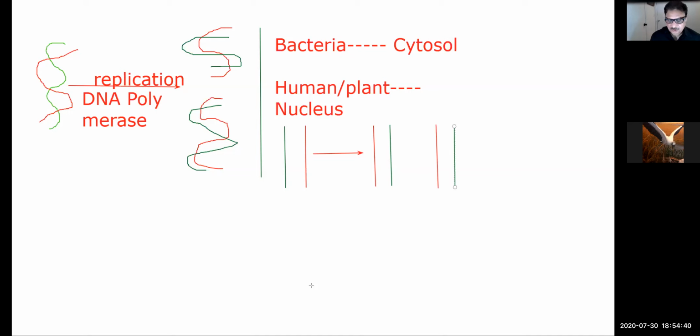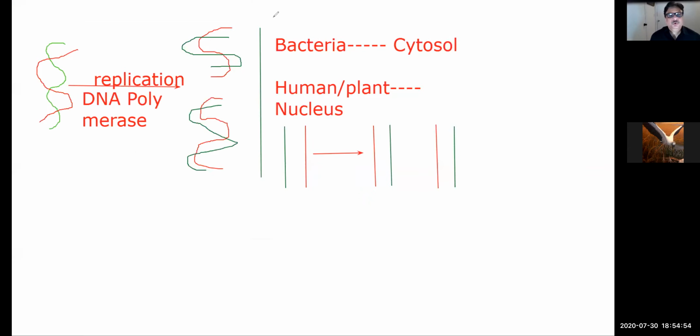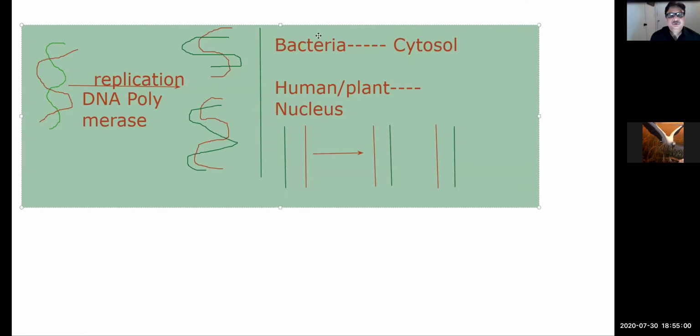Okay, so what's the next question? The next question is: what is transcription? Here we spoke about replication, which is one of the functions of DNA. The second function of DNA is that DNA has to control our cells, the cell functions, cell division. DNA has to control many functions.